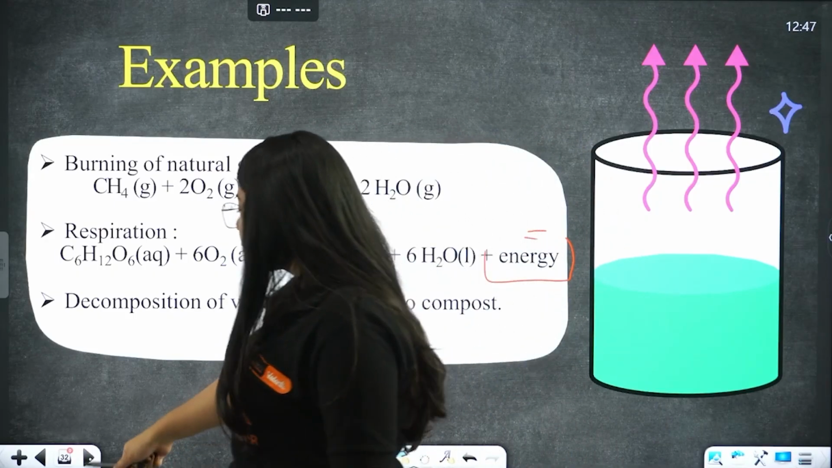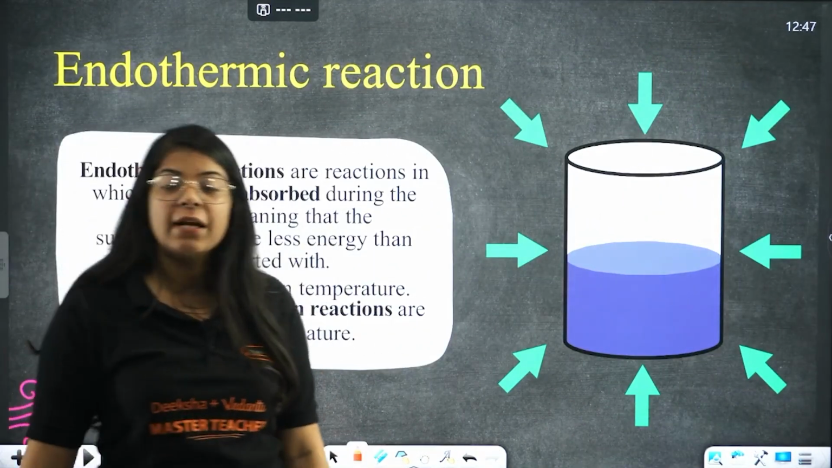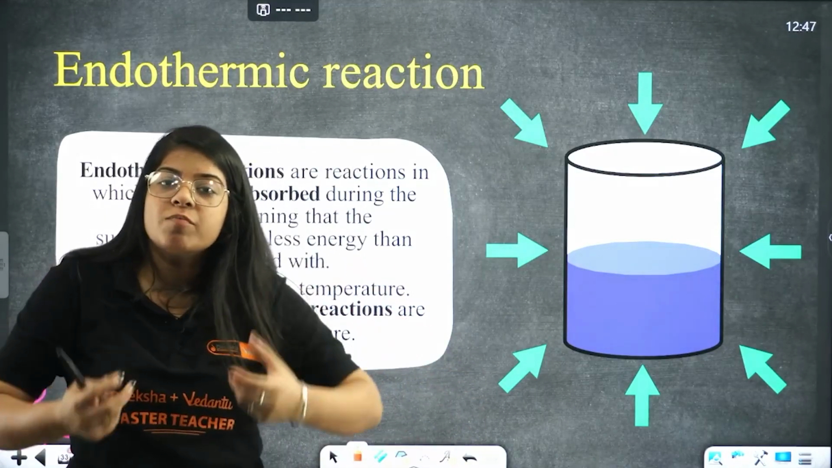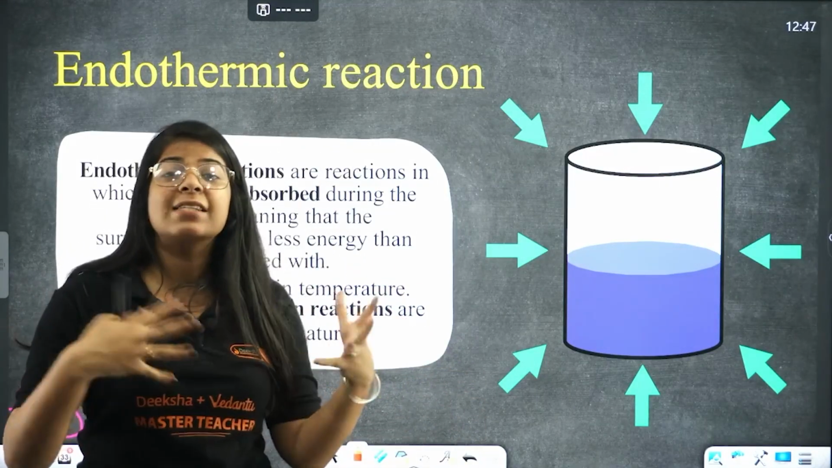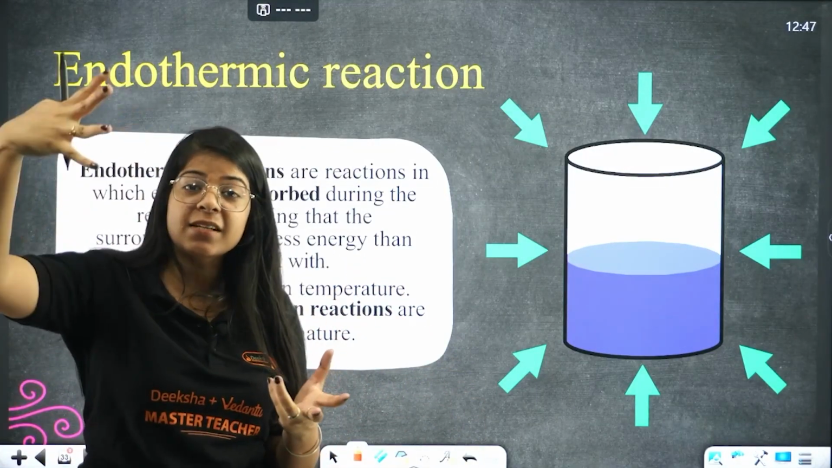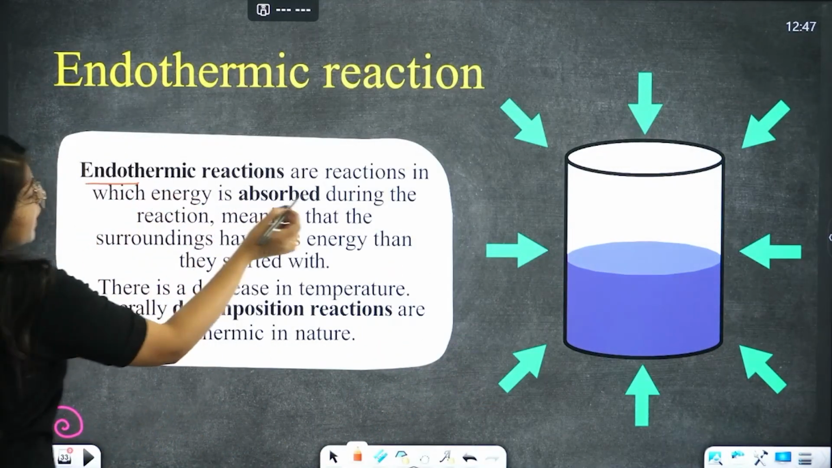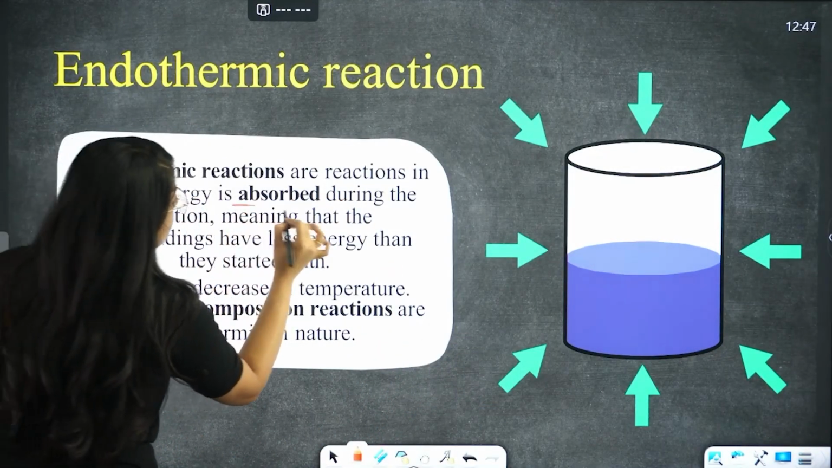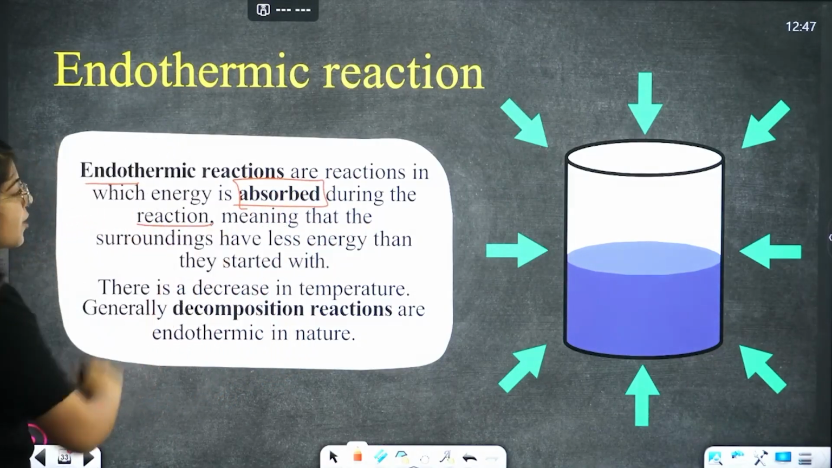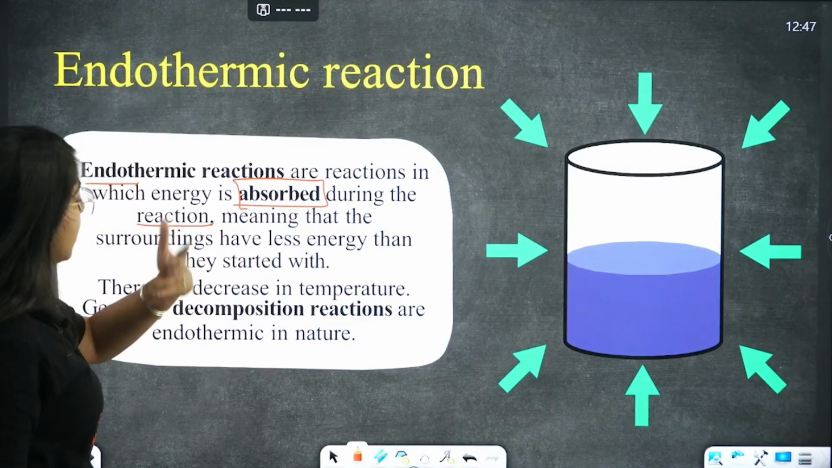Then moving on to endothermic reaction. Endothermic reactions are reactions in which heat is absorbed. Exo means exit, heat exits. Endo means heat comes in. Endothermic reactions are reactions in which energy is absorbed during the reaction, meaning that the surroundings will have less energy.